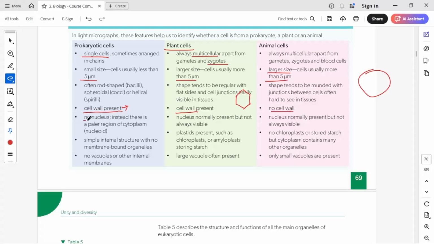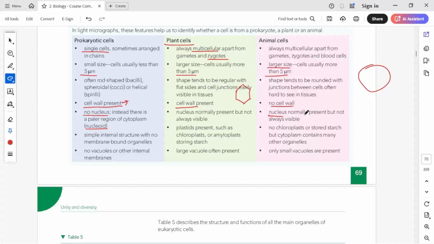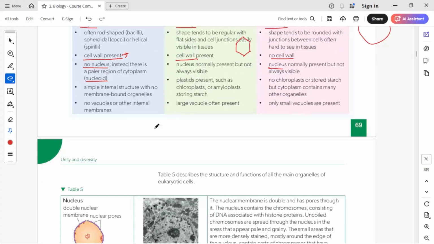Here in prokaryotes, there is no nucleus; instead there is a paler region which is called a nucleoid. While plant cells and animal cells both have a nucleus, it might not be visible under normal conditions. You might have to stain to see the nucleus. Prokaryotes have a simple internal structure with no membrane bound organelles. Organelles are generally absent and they have a simpler structure.